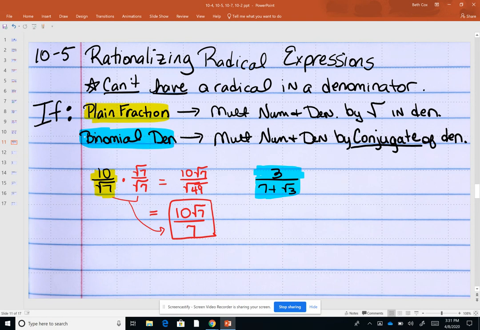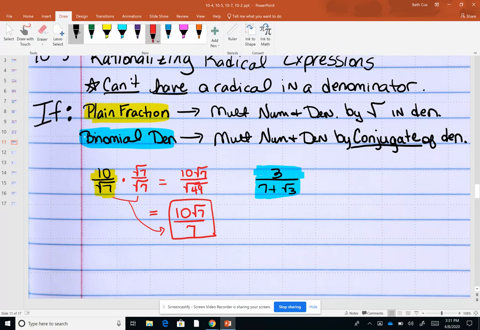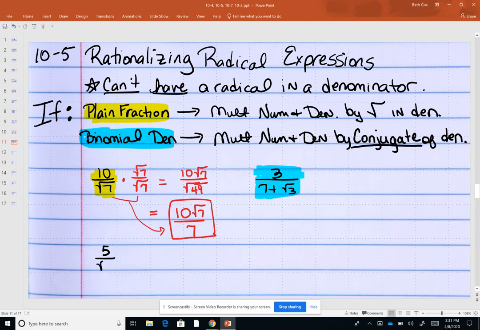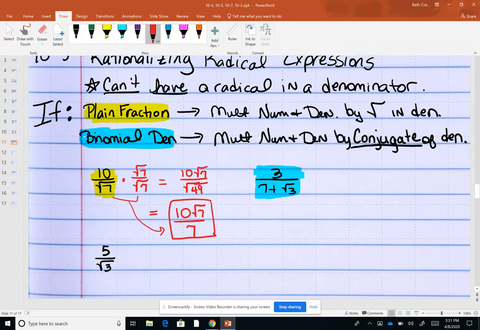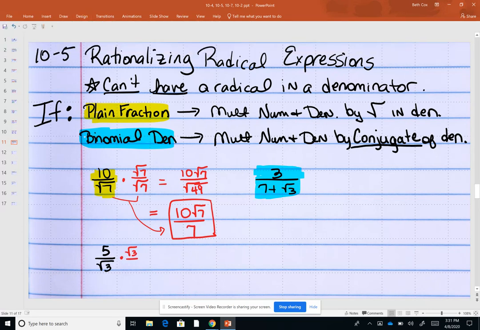Let's look at another one like that. This one says 5 over the square root of 3. What we're going to do is multiply the numerator and the denominator by the square root of 3. That's going to give me 5 times the square root of 3 over the square root of 9. And that simplifies. The square root of 9 is plain 3. So I have 5 square roots of 3 over plain 3. And that's how you rationalize one.